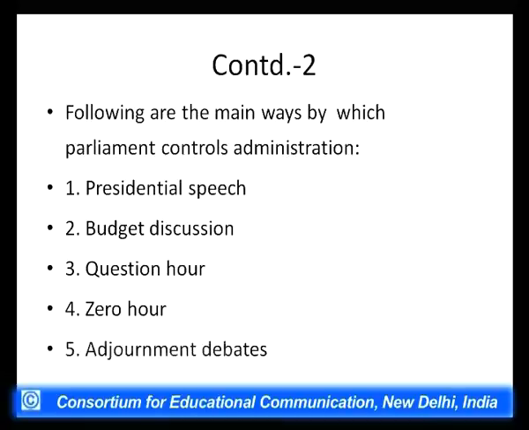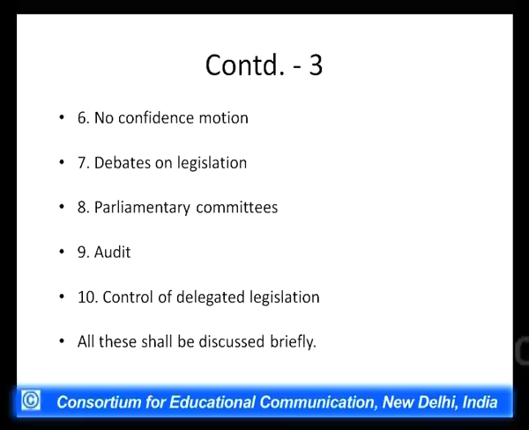Following are the ways in which this control can be exercised. There are many ways that legislature can exercise the control. First is presidential speech. Second is budget discussion. We'll discuss these in slight details. Third is question hour in the parliament. Fourth is zero hour in the parliament. Fifth is adjournment debates. Sixth is no confidence motion.